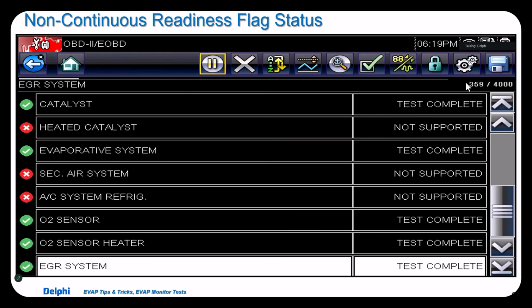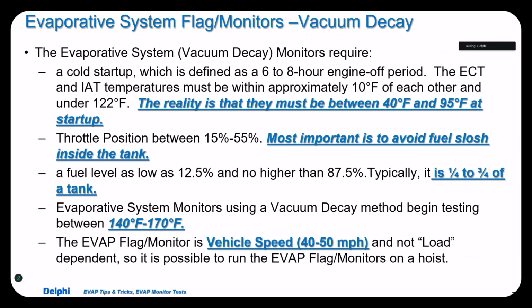There's also more to these readiness flags. This is the history of it since last clear. There's also one called this key cycle. We're not going to get into that now, but the fact remains we want to focus on running EVAP monitor tests today. Over the years that I've worked with this, not only with the EVAP machines, running the dynos, verifying these tests, what works, this is a good, solid, generic criteria for a thing we call vacuum decay.